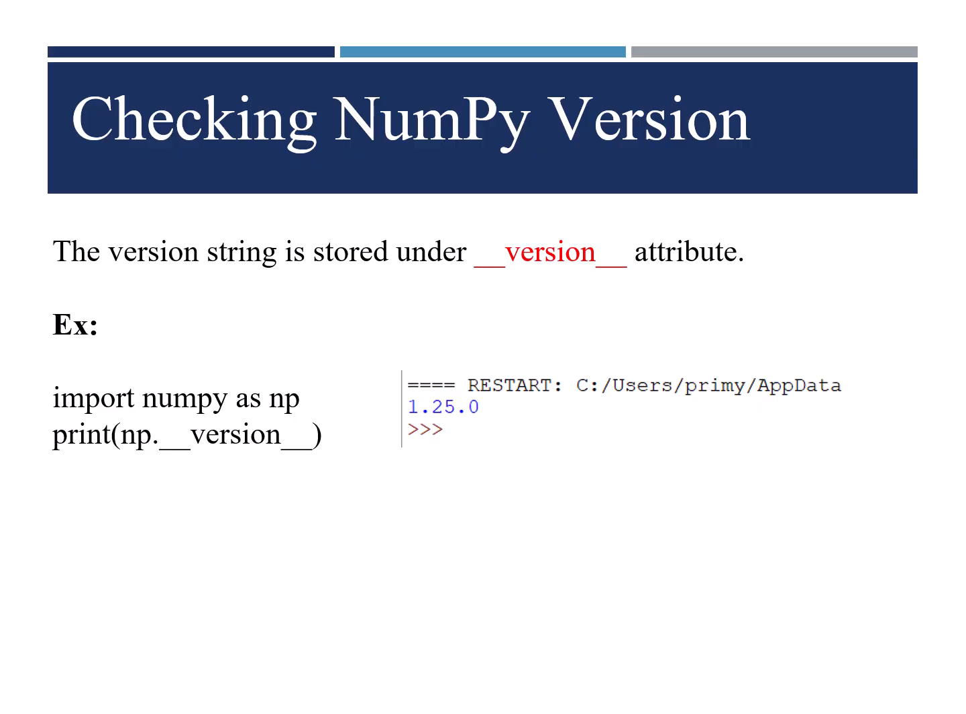Checking the NumPy version. To check the version of NumPy, we have the version attribute. So: import numpy as np, print np.__version__. And the current version of NumPy is 1.25.0.